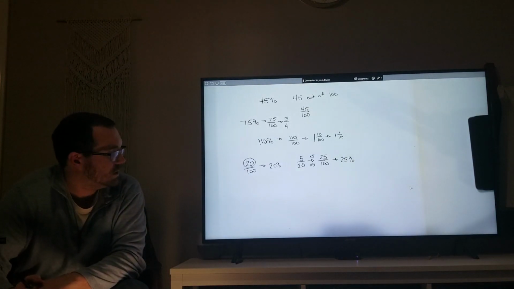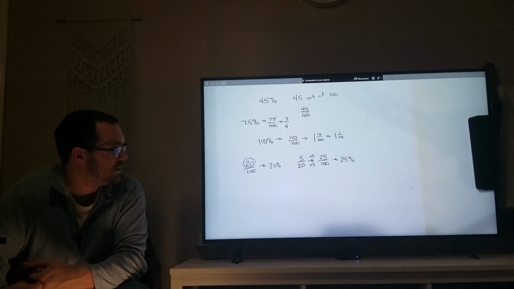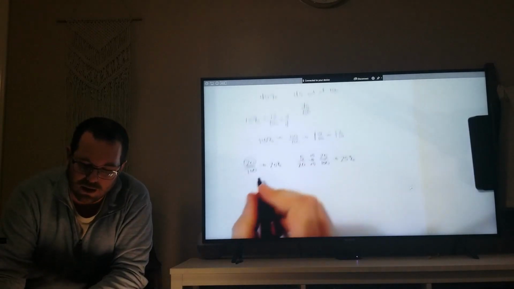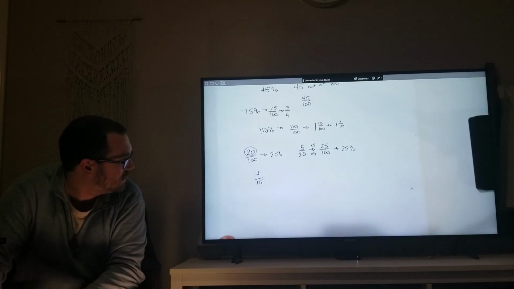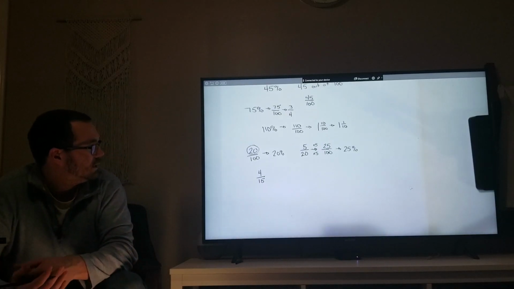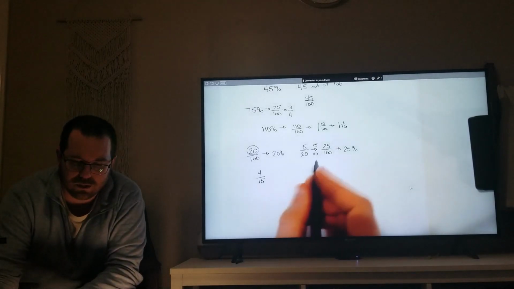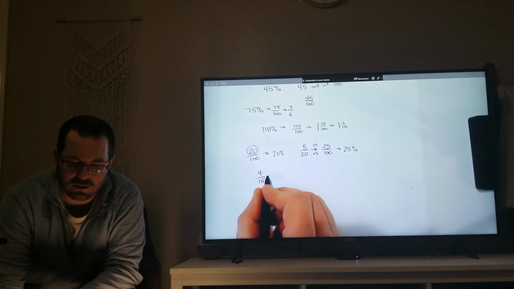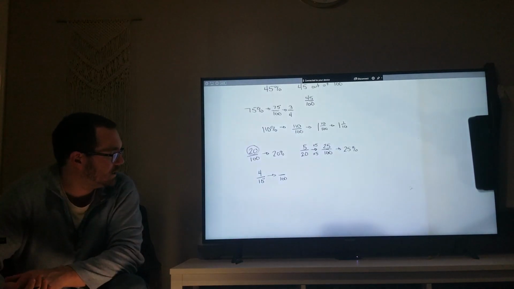Excellent. Let's take a look at another example that might be a little bit trickier. Let's take a look at 4 out of 15. Now, 4 over 15, if I were to do the same thing I did here and say, okay, well, what can I multiply it by to get over 100?